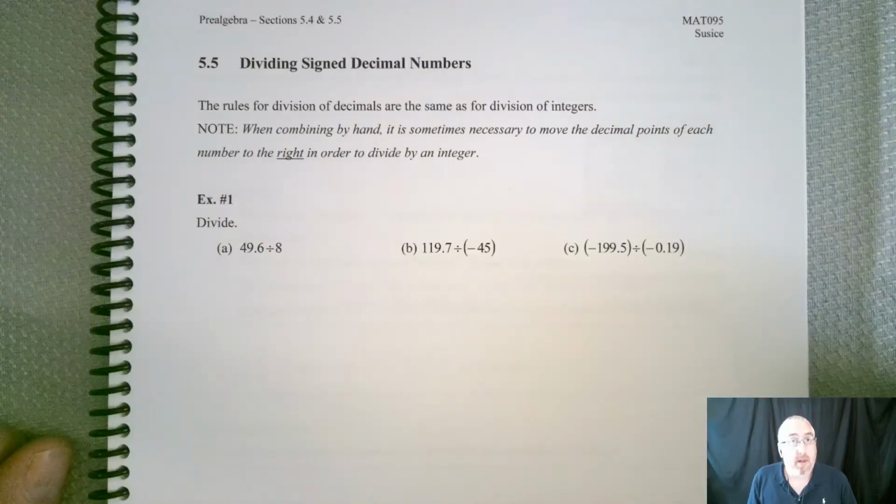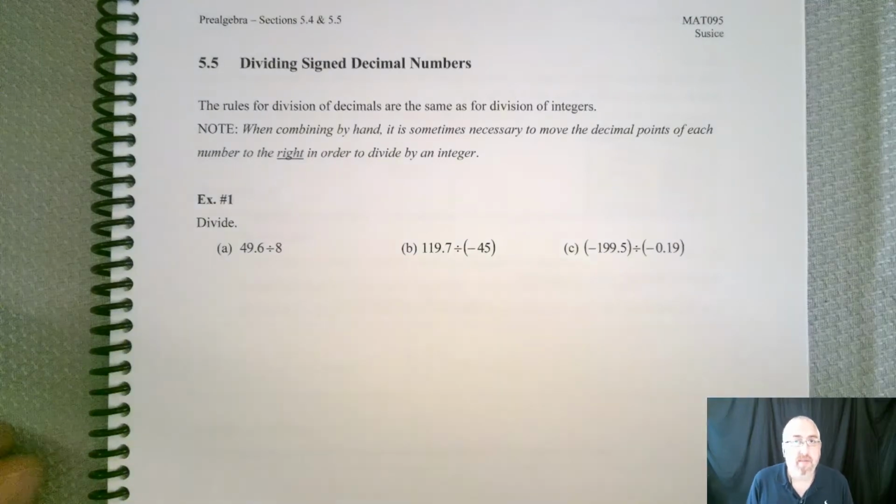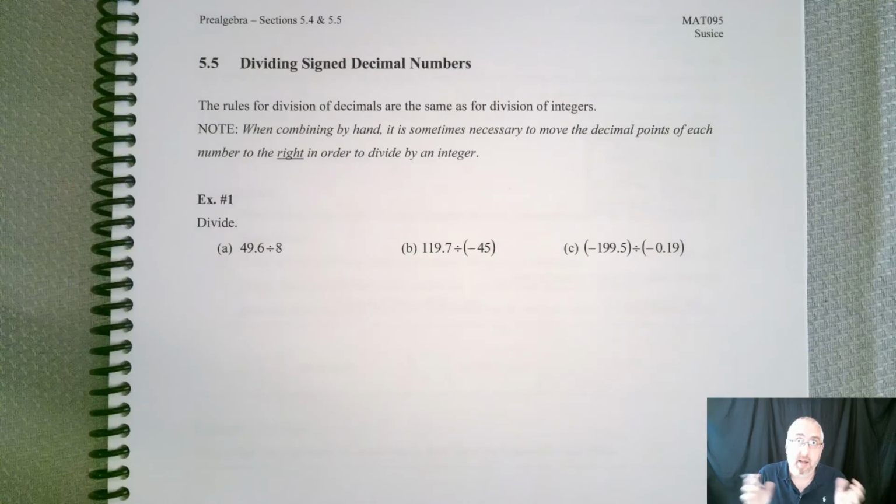All right, last section of chapter 5, 5.5, dividing signed decimal numbers. So same as before, the rules for division are the same as they were for division of integers. So if the signs are different, the answer is negative. If the signs are the same, the answer is positive.